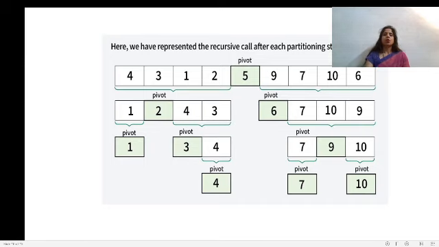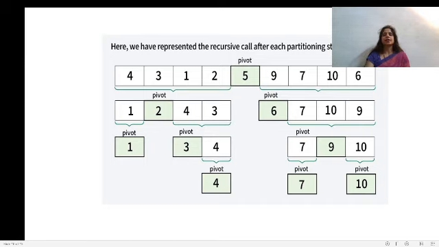Right? Now we'll work on subarrays. We'll again repeat the process. 4, 3, 1, 2. We'll again choose the pivot over here, that is 2. Again compare one by one all the elements. 4 with 2, 3 with 2, 1 with 2. And in subarray number 2, we'll choose the pivot as 6, right? Because 6 is the last element. We'll compare one by one, 9 with 6, 7 with 6, 10 with 6.